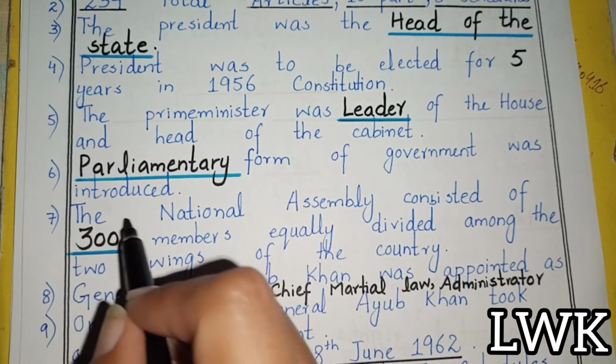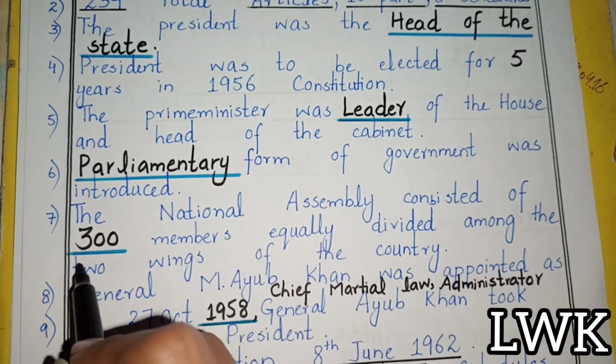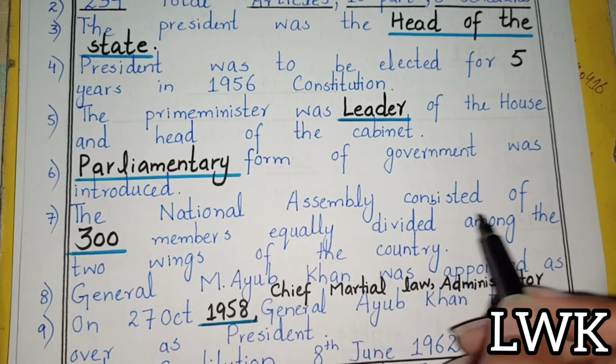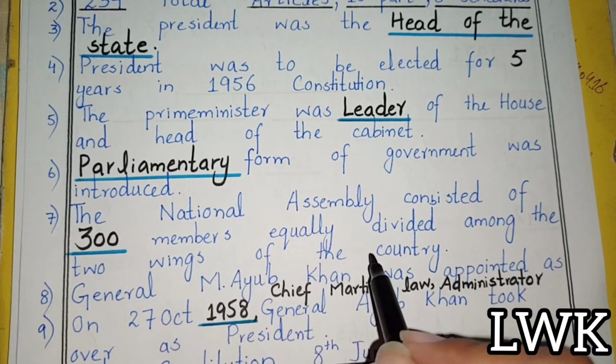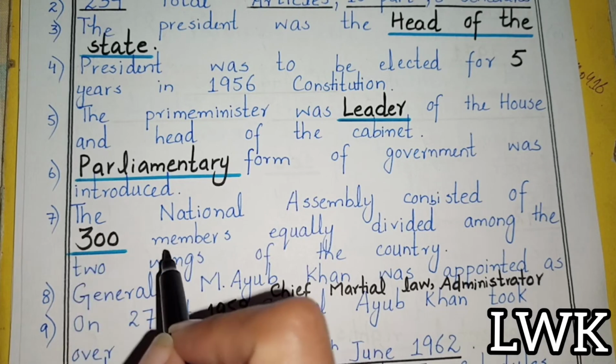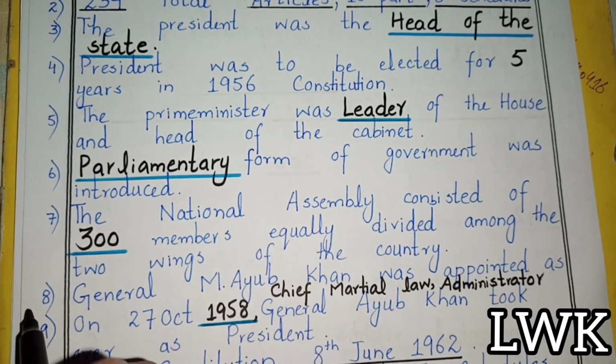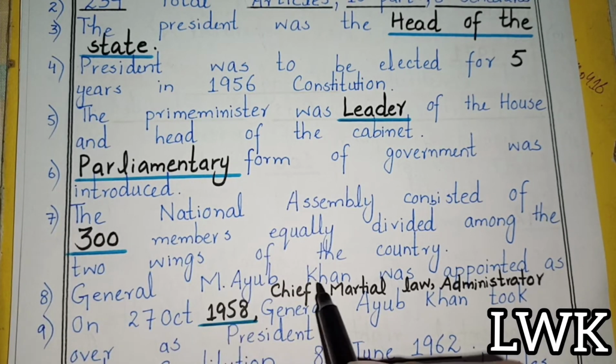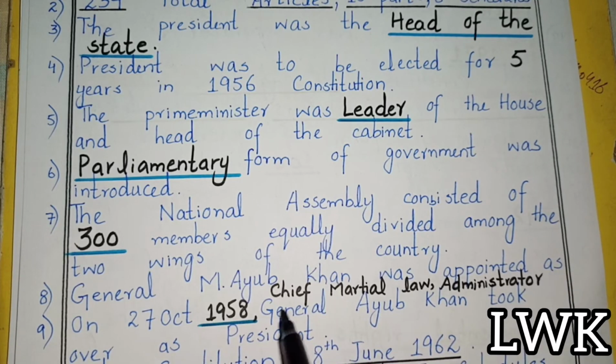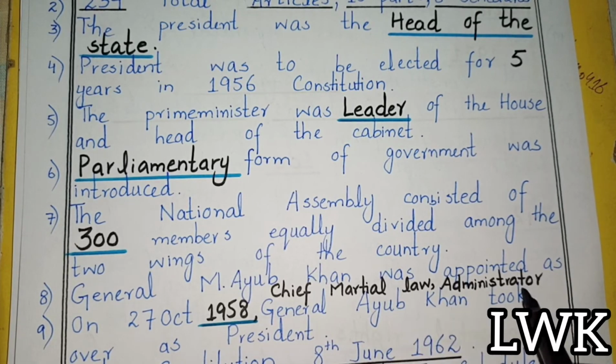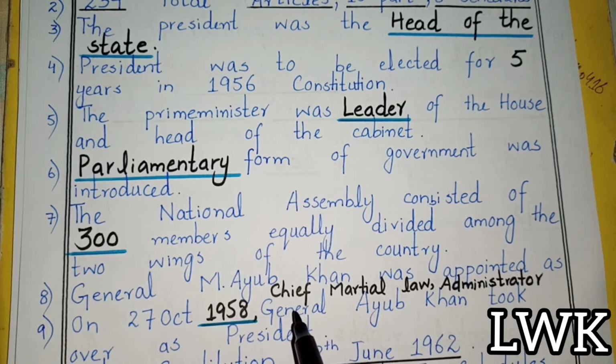Question number 7, the National Assembly consisted of 300 members equally divided among the two wings of the country. Question number 8, General Muhammad Ayub Khan was appointed as Chief Martial Law Administrator. Remember this, important for the MCQs for any type of test, KPPSC, FPSC, ETEA, NTS.